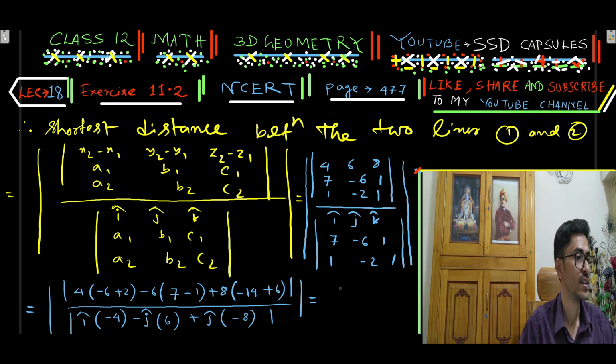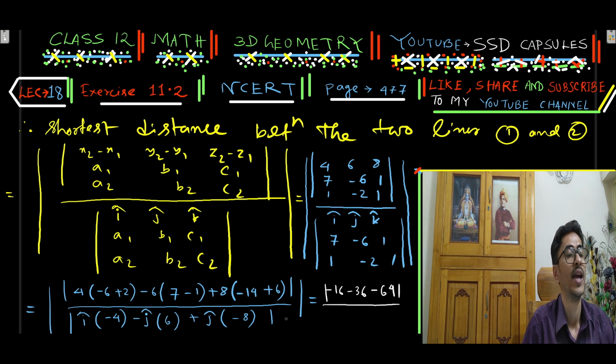So now just simplify this. Minus 6 plus 2, so minus 4, into minus 4, which is 16. 7 minus 1 is 6, into 6, 36. Minus 14 plus 6 means minus 8, and minus 8 here, so 64, by the magnitude of minus 4 i cap, minus 6 j cap, minus 8 k cap.